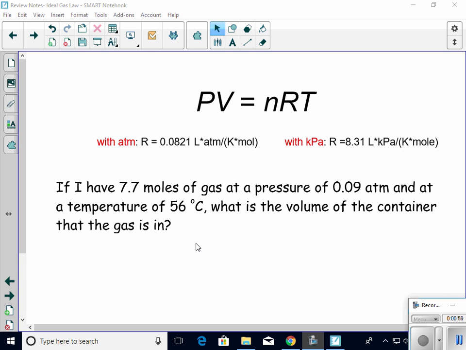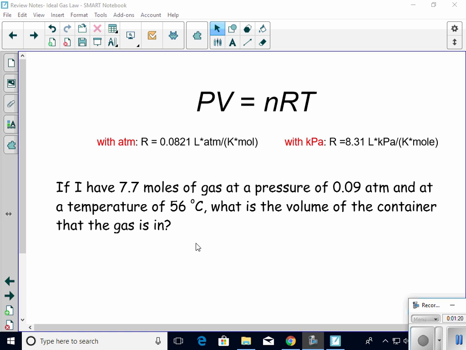Why can we not do that? Why can't we use 22.4 liters here for a volume? That is with STP. We are definitely not at STP, are we? So we have to use the ideal gas law here to determine the volume.